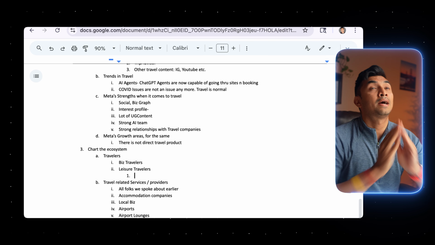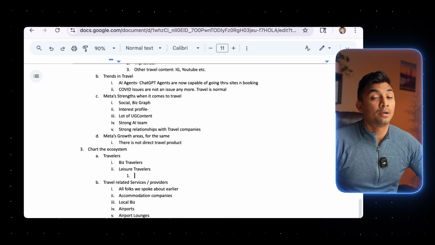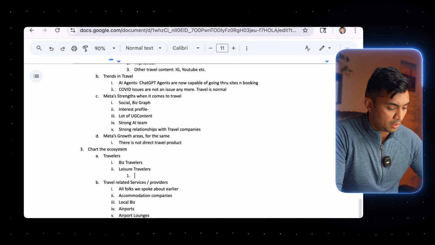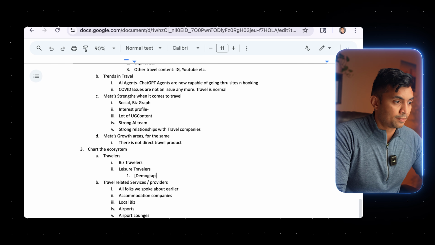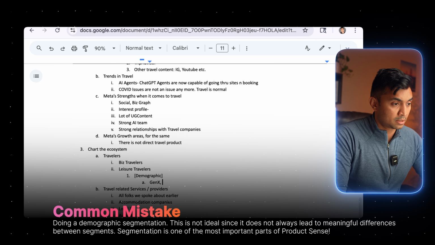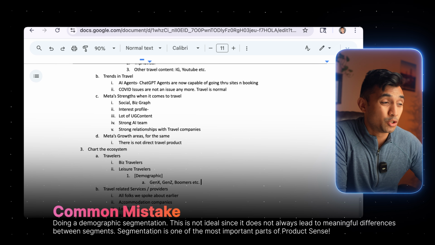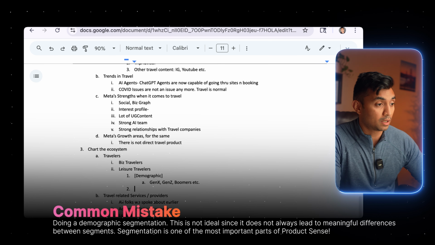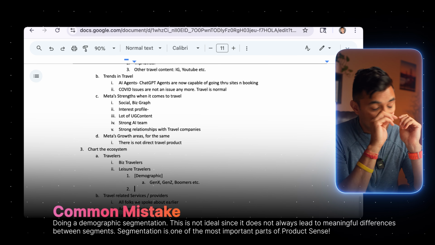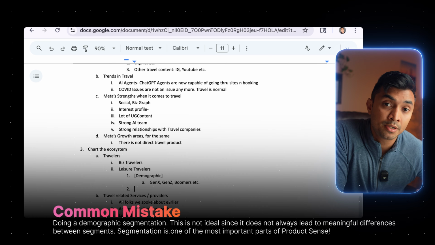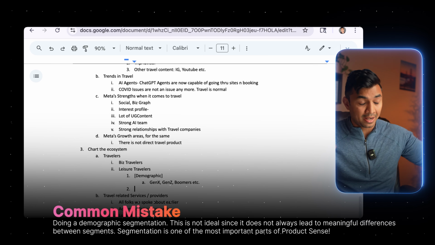We ideally want to avoid a demographic segmentation. A demographic segmentation is where you would just do something like, I'm just going to give a bad example, Gen X, Gen Z, boomers, etc. This is something that interviewers usually don't like to see, and for good reason, because you could play this for anything. If we were talking about sports, you could do this. Whatever product you want to talk about, this is possible. So it's very hard to find meaningful differences if you just create age-based categories.